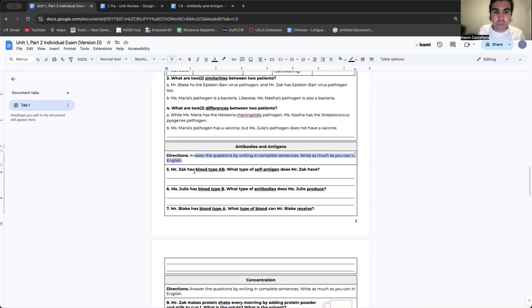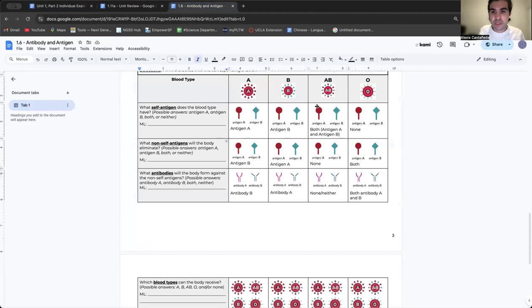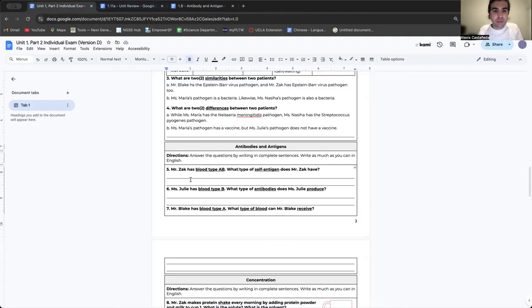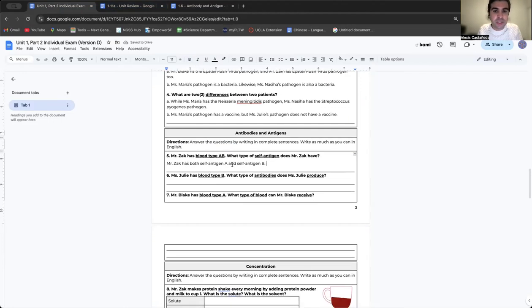So Mr. Zach has blood type AB. What type of self-antigen does Mr. Zach have? So if I have blood type AB, my self-antigens, I have both antigen A and antigen B. So here I will write Mr. Zach has both self-antigen A and self-antigen B. You don't have to write the word self, that's fine. If you write has both antigen A and antigen B, that's fine as well.